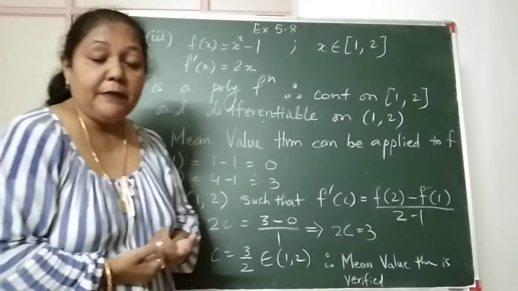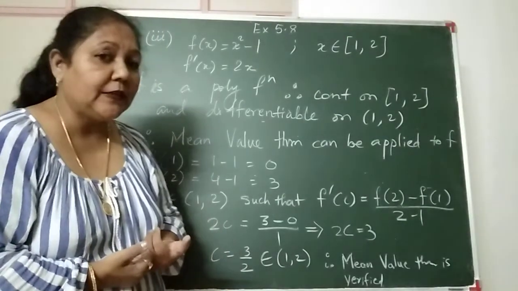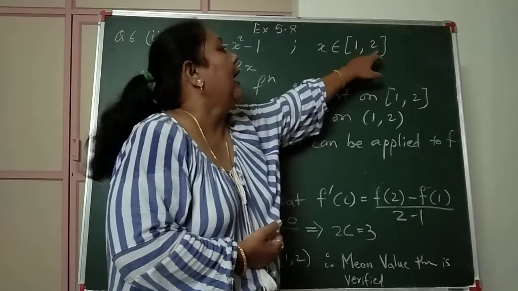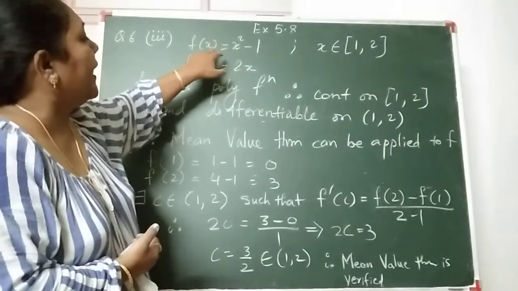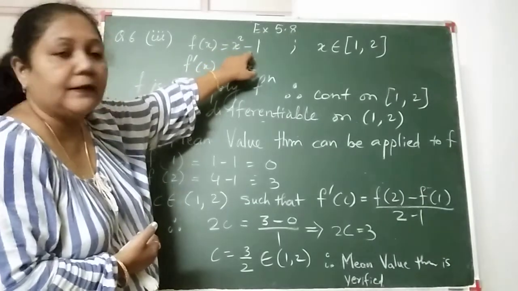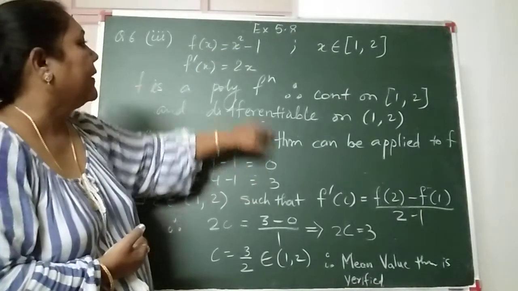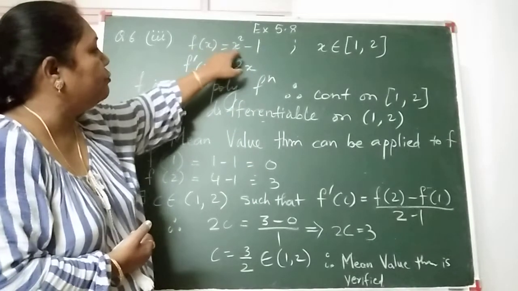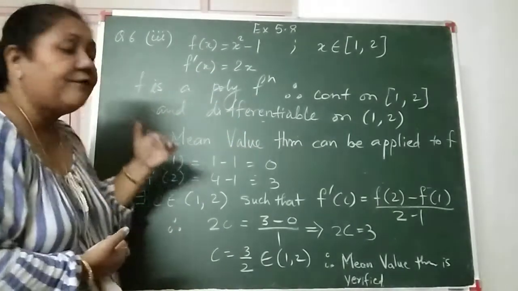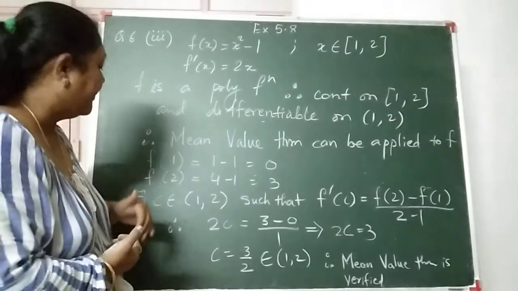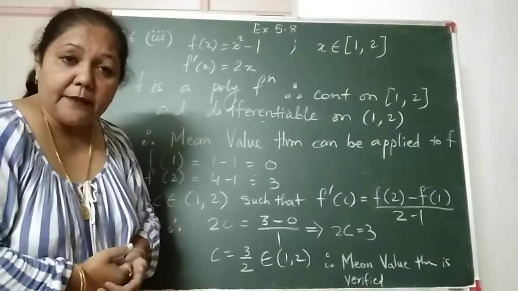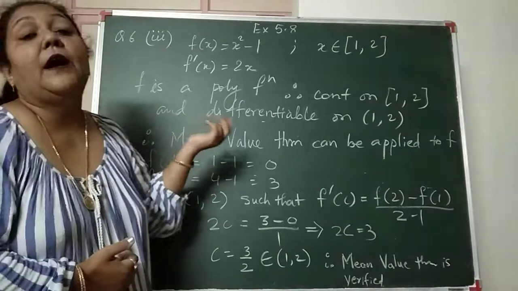Now if you want to apply mean value theorem, you will have to find f of a and f of b and keep them ready. So I find f of a. What is my a? A is 1 and b is 2. I find f of a, that is f of 1. Here I have to put 1, so 1 square minus 1, that is going to be 0. And then I put here 2, f of 2, so 2 square minus 1, that is 4 minus 1, that is going to be 3. So I found out f of a, I found out f of b. Now I say that because mean value theorem can be applicable, I will find out c.